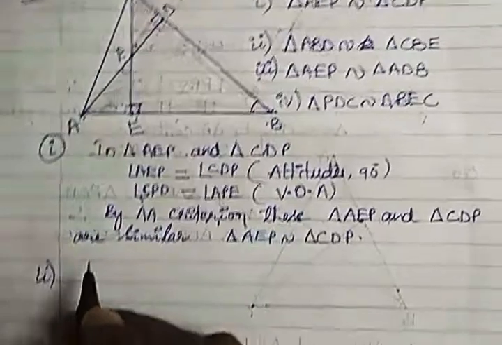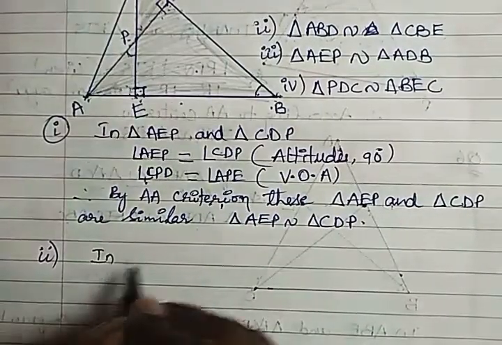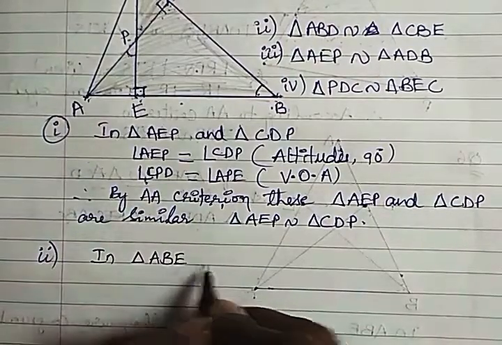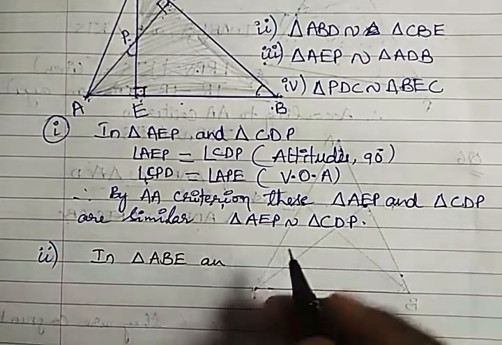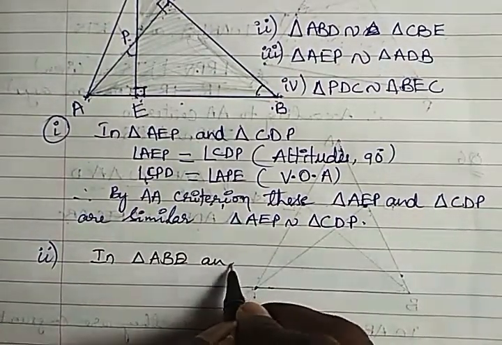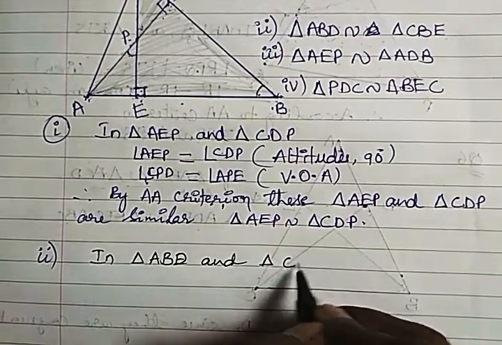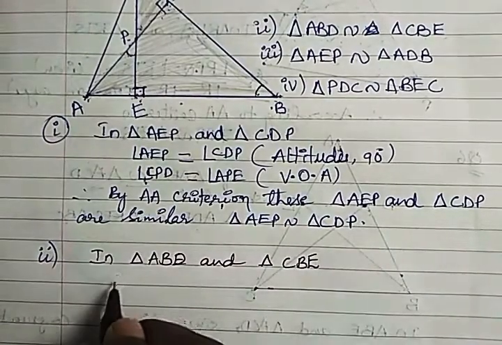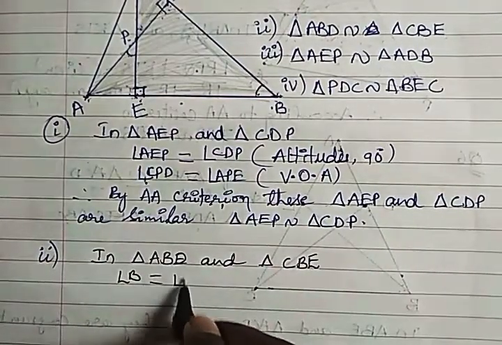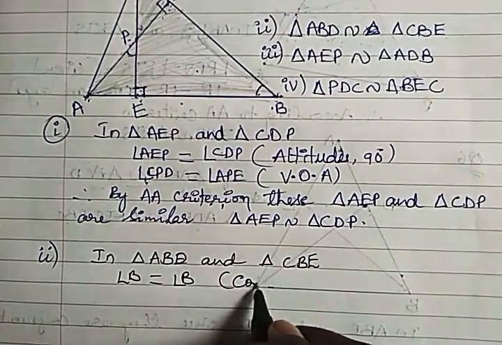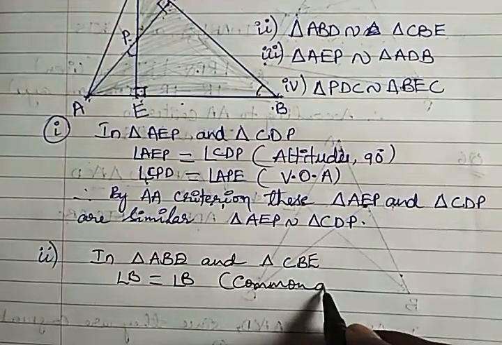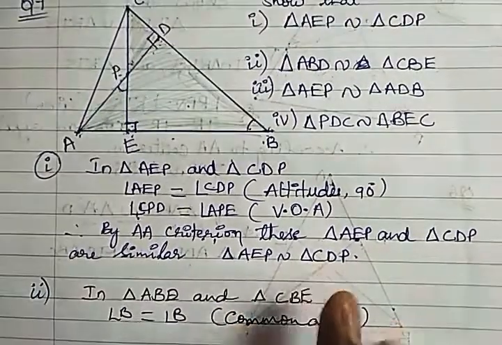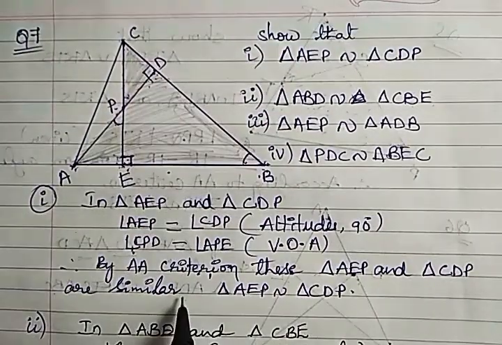So here we will write the answer as, in triangle ABD and triangle CBE, angle B is equal to angle B. In the bracket we will write it as common angle. It is common angle. And then we have angle E is equal to angle D.